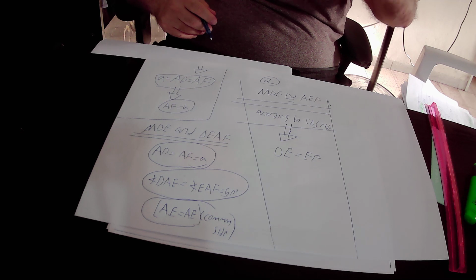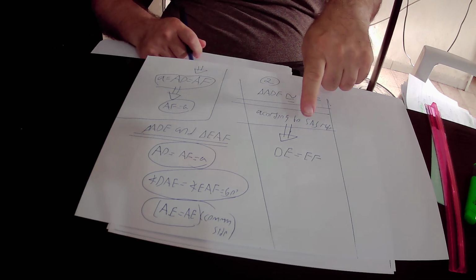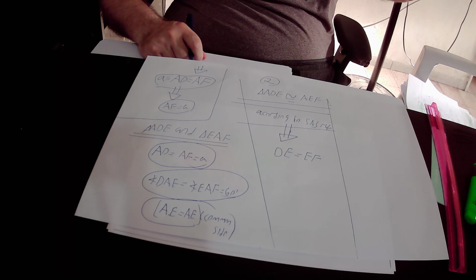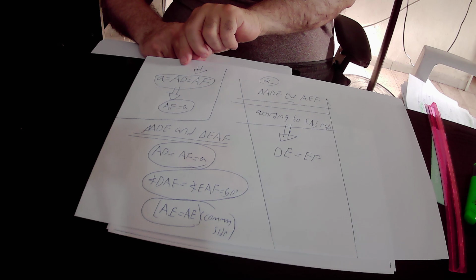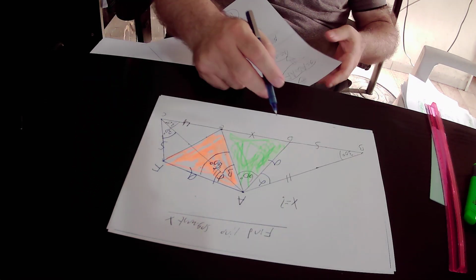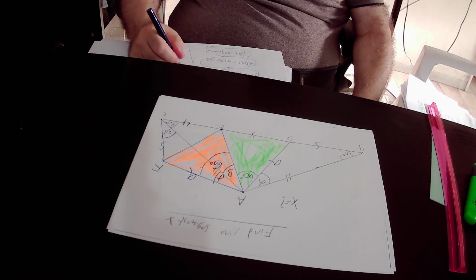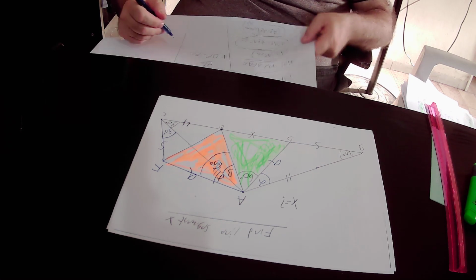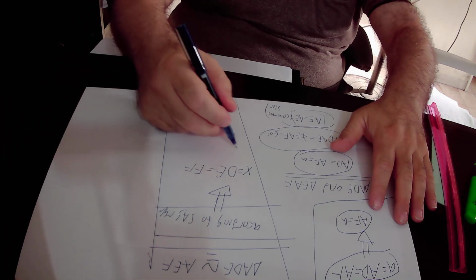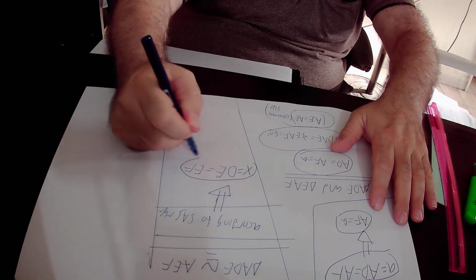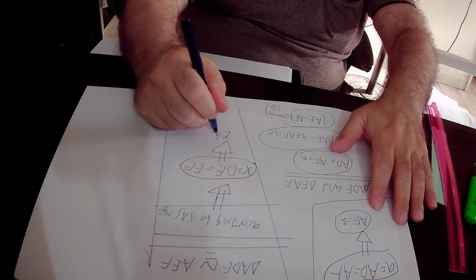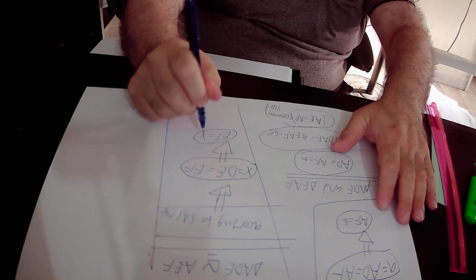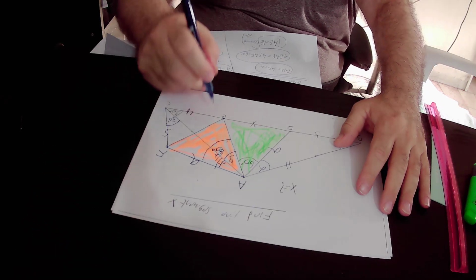I'll repeat again. From the fact that the green triangle can go into the orange triangle, we conclude that side DE equals side EF according to the same rule that the corresponding sides of congruent triangles are equal to each other. But according to what is given in the question, side DE equals x. So I can write here that DE equals x, and from the equation DE equals EF, we derive that side EF is also equal to x.